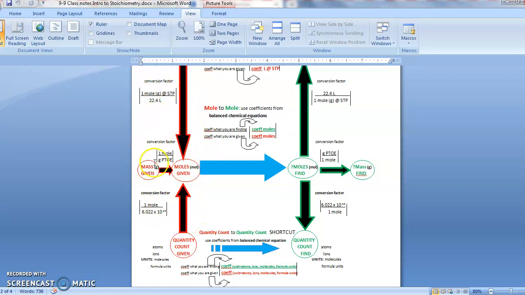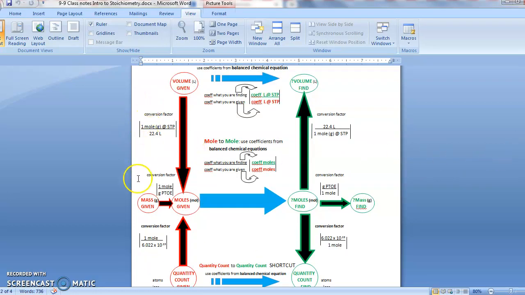In the earlier conversions, we always dealt with one particular substance. But now that we have a chemical equation, if we know the volume, the mass, the moles, or quantity count of one substance in the chemical equation, we can find out anything about any other substance in that chemical equation, provided we have the balanced chemical equation right here.